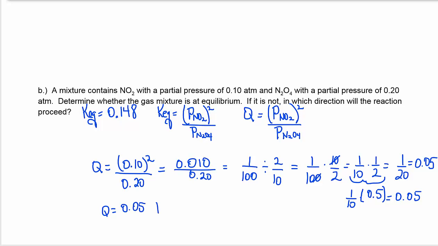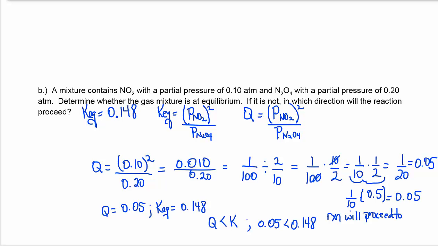Our K_EQ is equal to 0.148. So our Q is less than our K, or 0.05 is less than 0.148. If that's the case, the reaction will proceed to make more product. And just as a reminder why, our Q is too small, which means we need to increase the numerator. In order to increase the numerator, we need to make more product.